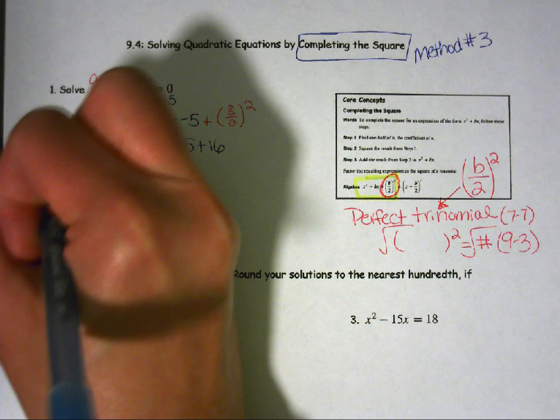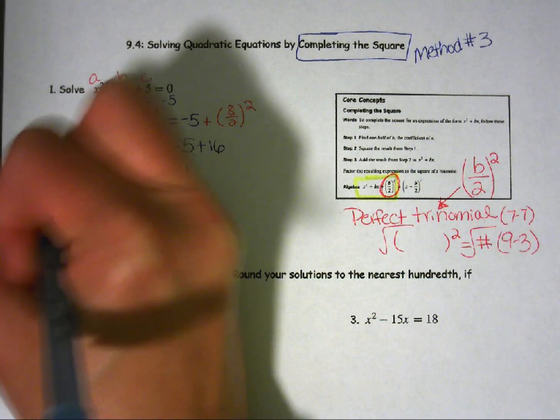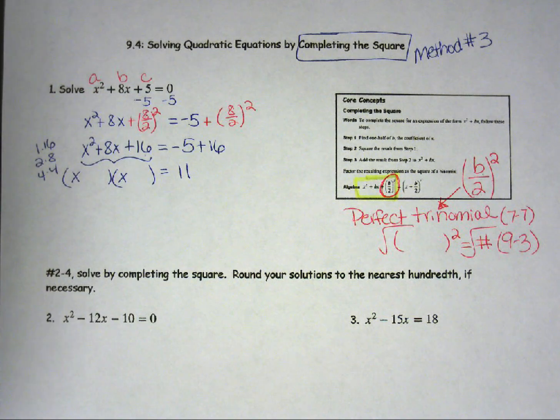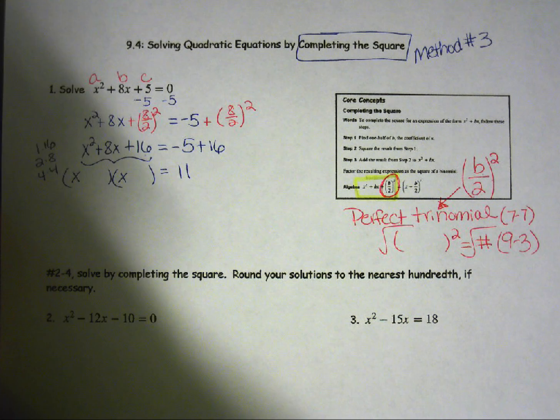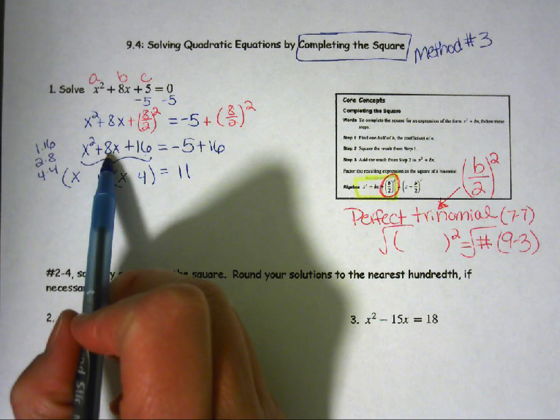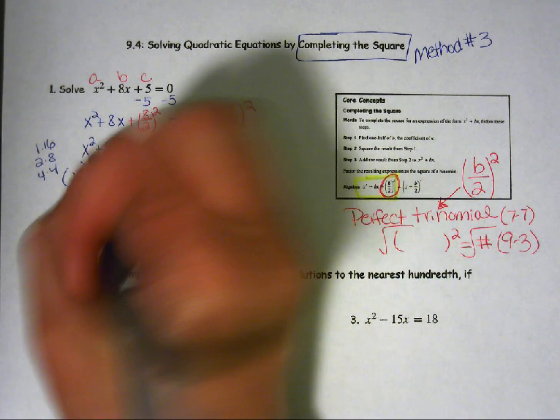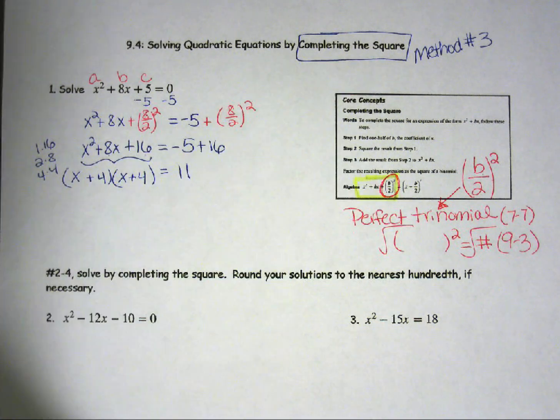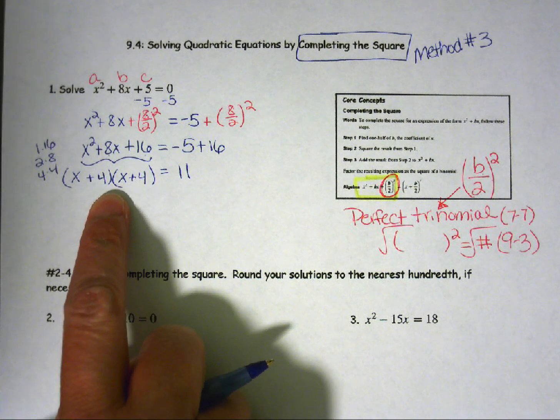I know I have 1 and 16, I have 2 and 8, and I have 4 and 4. But if this is a perfect trinomial, that means I need the same number. So I would need this to be 4 times 4, plus I need it to become an 8. So that means this must be x plus 4 and x plus 4, and then look at that. Do you see how those parentheses are exactly the same?